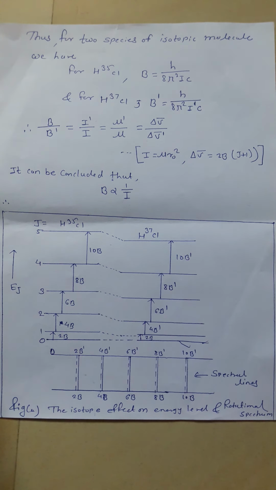The difference in frequency separation can be utilized to determine the isotopic masses, while the comparison of intensities of spectral lines can be used to determine the isotopic abundance. So the isotope effect point is finished.